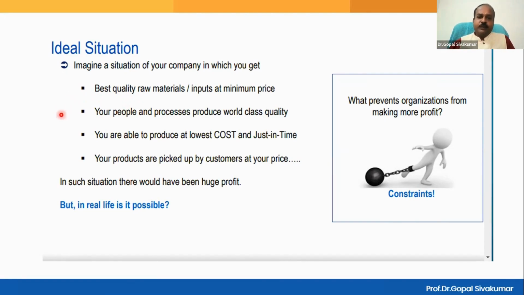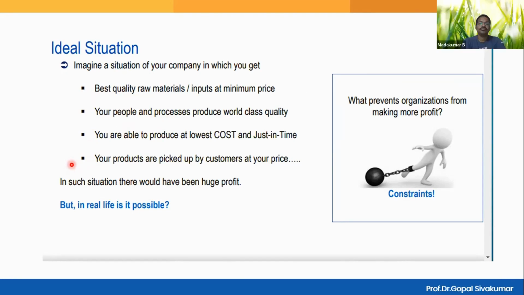Second question, your people and processes in your company, always they produce world-class quality. Is it happening? Third statement, you are able to produce at the lowest cost and you always produce when there is a demand. We call it just in time. Is it happening? The fourth one, your products are picked up by customers at your price. Tell me honestly, are all these statements true currently in your business scenario?